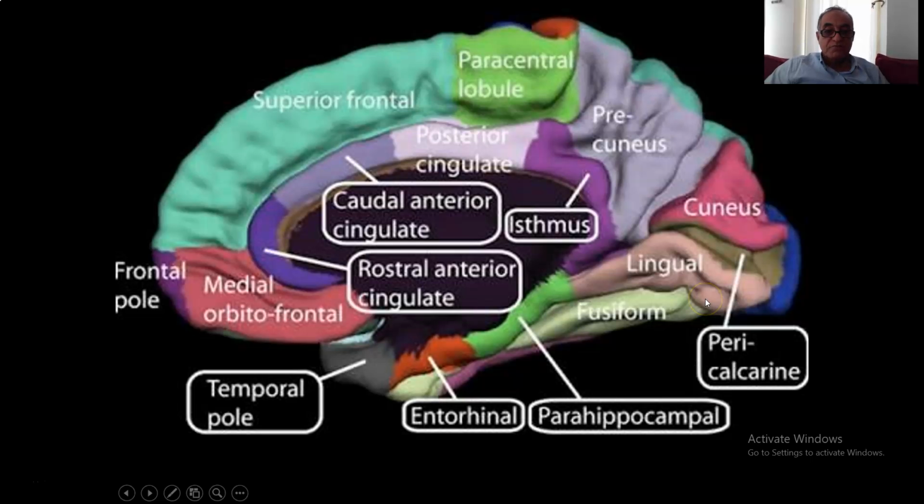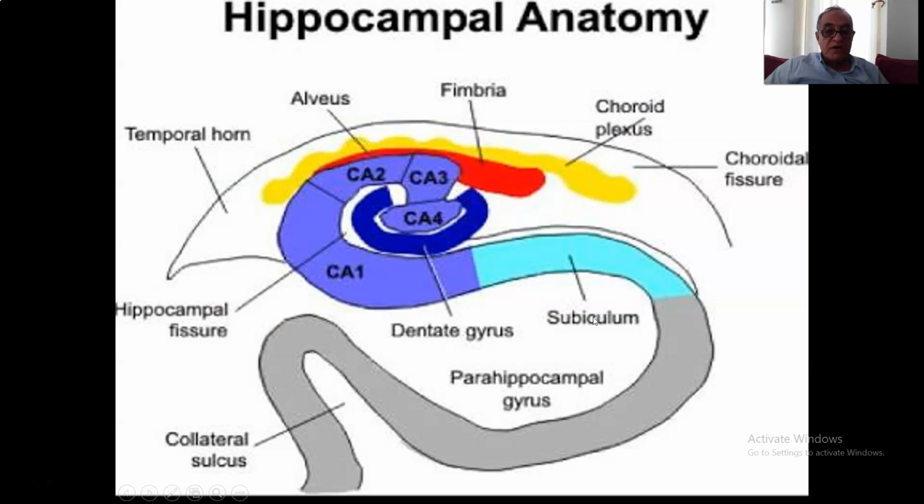the visual sensory area. This is another view on the medial surface of the cerebral hemisphere: the cuneus, the precuneus, the paracentral lobule, the superior frontal gyrus, and the cingulate gyrus, the isthmus, the parahippocampal, the entorhinal gyri, and part of the temporal lobe. And here you will find the lingula and the fusiform gyrus. As we said, the collateral sulcus separates the parahippocampal from the fusiform gyrus.